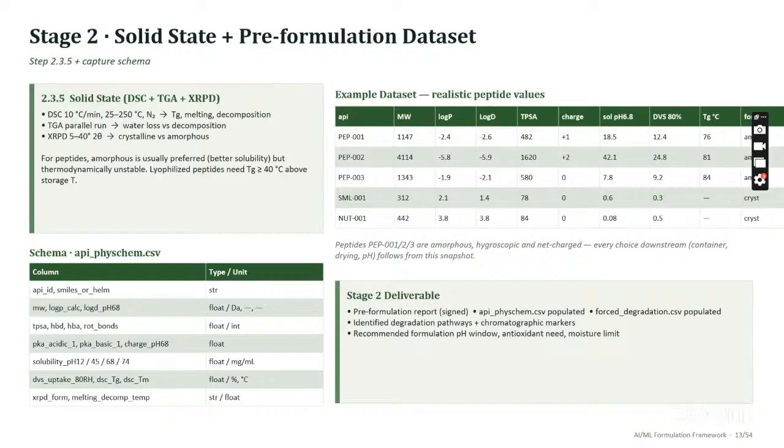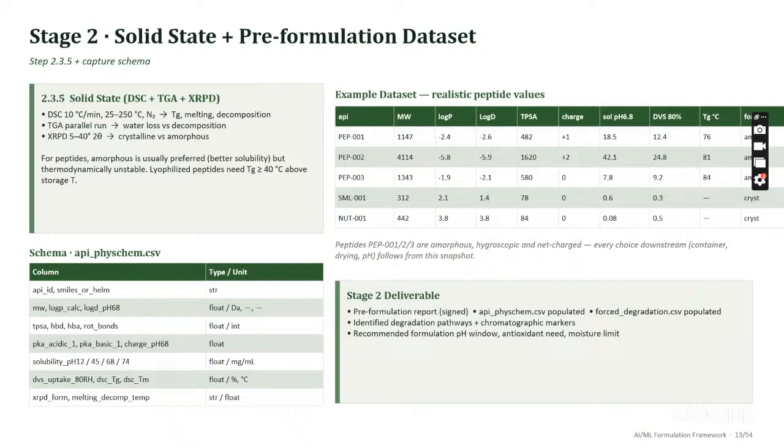The solid state and data set. Thermal and X-ray analysis tell us crystalline versus amorphous. Peptides usually prefer amorphous for solubility, but it is less stable. Here the capture schema: every property in a structured CSV, comma separated, that is Excel. It is ML ready from day one. So the peptides are amorphous, hygroscopic, and charged. Everything downstream follows from that.